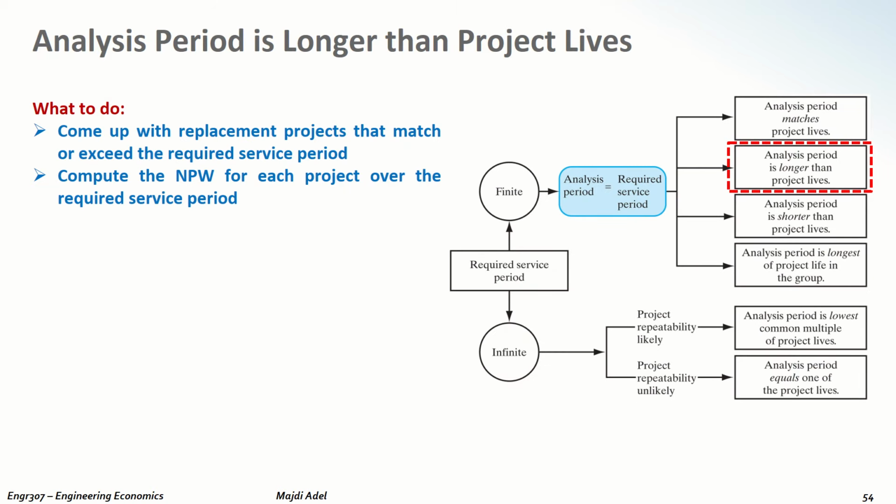Okay, the next case is that the analysis period is longer than the project life. I have a project that, for example, extends for 10 years, but all of the options I'm considering have a service life or service period less than 10 years. So what to do in this case? I need to come up with a replacement plan, okay? So that each alternative will cover the analysis period. Then I could calculate the present worth and choose the project with the highest present worth, or lowest cost if it's an investment project.